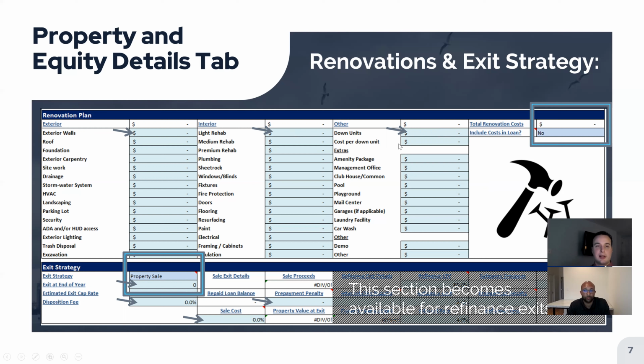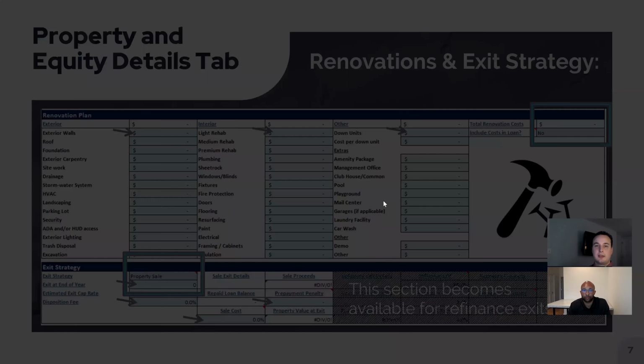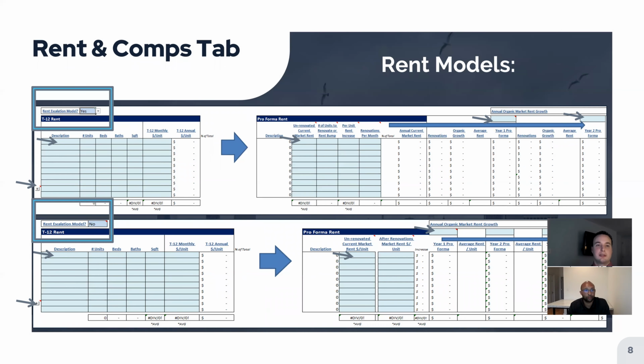So that'll detail out some of the property and equity details, some of the high level basic information, and then getting into some of the renovation and exit strategy. Then after that, you get into your rent and comp information. We've got two rent models to pick from. One is called a rent escalation model, and the other is just your standard model. You either select it using a yes or a no. If you pick yes, that means you're using the rent escalation model, and if you pick no, that means you're just going with the standard vanilla model.